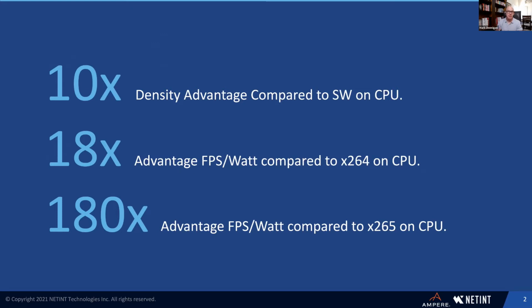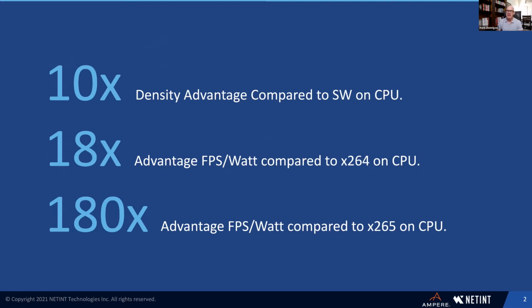For H.264, we tested with x264, and it's an 18x advantage running on the same CPU that's hosting the NETINT ASIC transcoder versus just running it on CPU. So massive. And of course, for HEVC, with x265, it's like 180x.